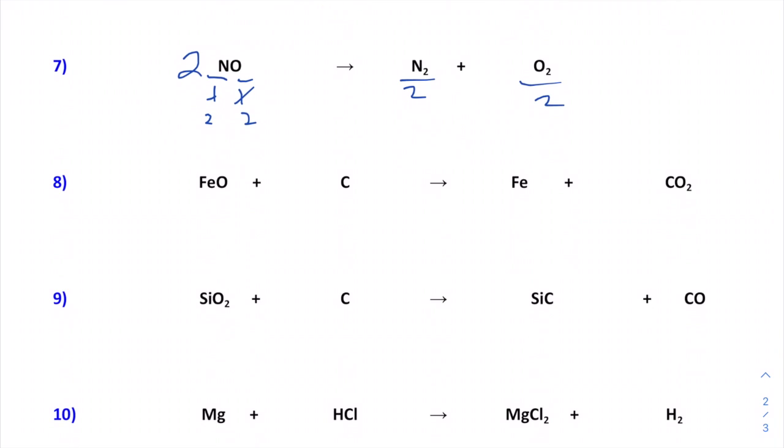Remember, thinking about drawing the pictures or using Legos might help you to understand what all these symbols mean. But try to think about that so you know what's going on here. On the left side now, number 8. 1 Fe, 1 O, 1 C, 1 Fe, 1 C, 2 O.